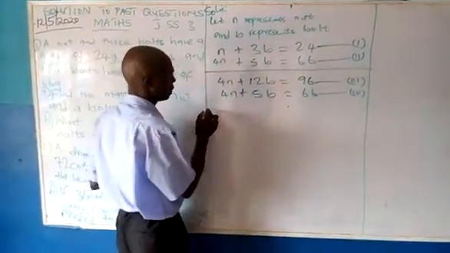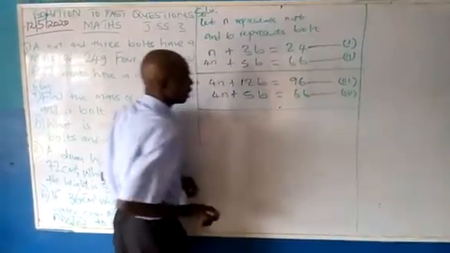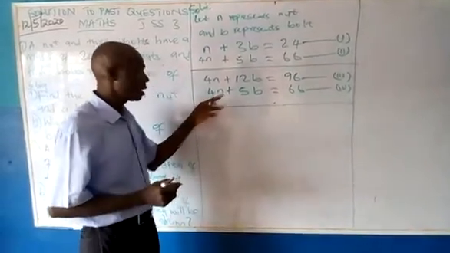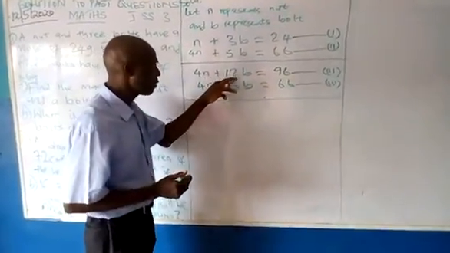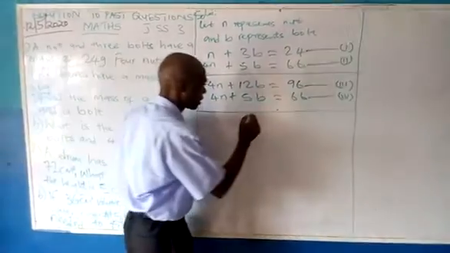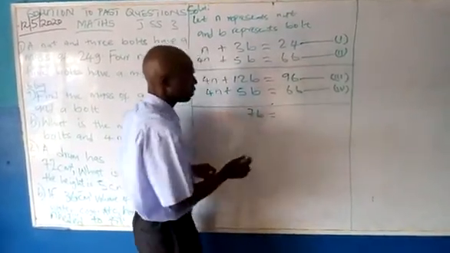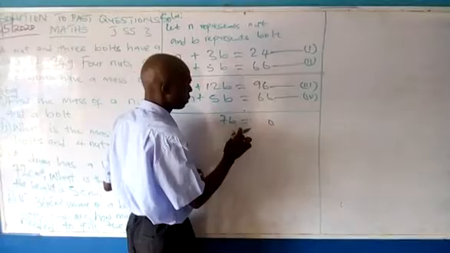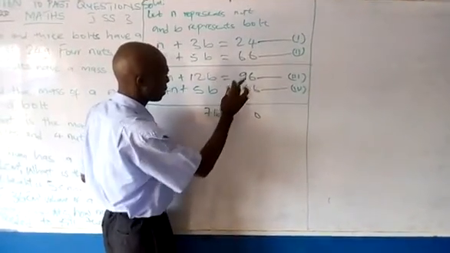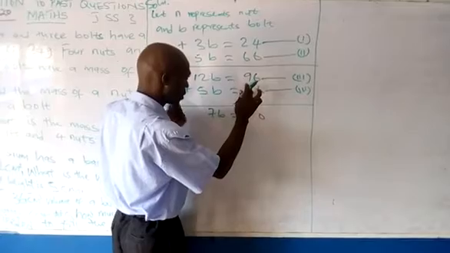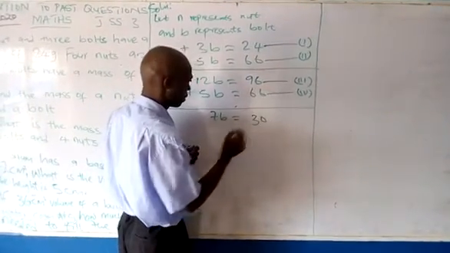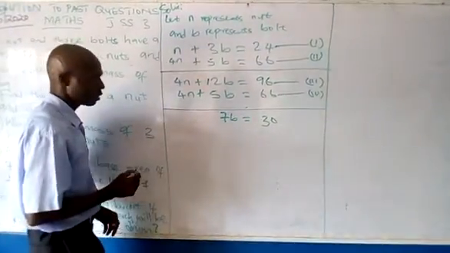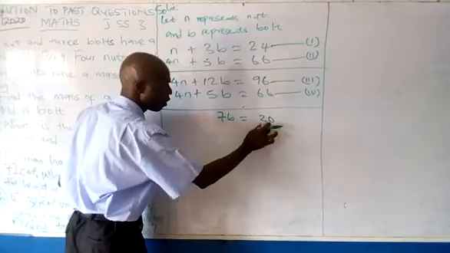Now we use what we call the elimination method. 4N minus 4N becomes 0, which means in this equation N has been eliminated. 12 minus 5 will give us 7, so 7B equals 96 minus 66, which is 30. 6 minus 6, 0. 9 minus 6 will give us 3. Now, with this, we said 7B equals 30.